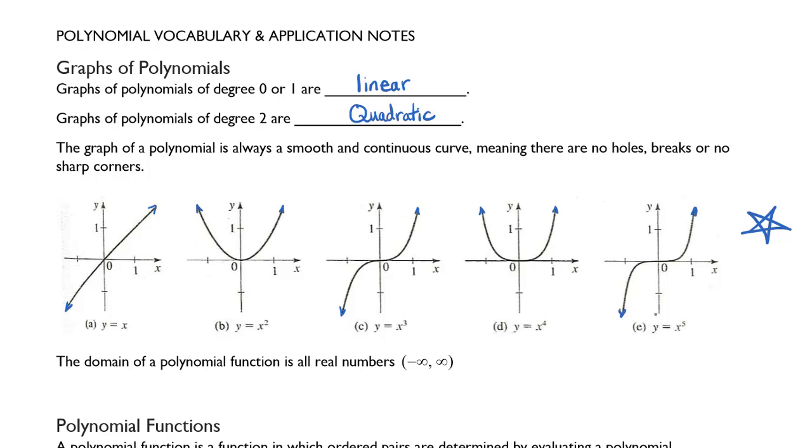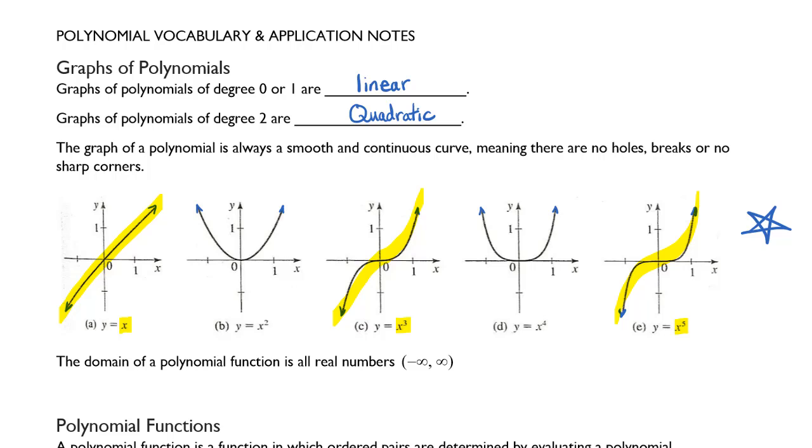I want to point out some patterns that hopefully you notice. Any odd degree polynomial has end behavior that is opposite. So degree 1, degree 3, and degree 5 all have opposite end behavior. It all starts from the bottom left and leaves from the top right.